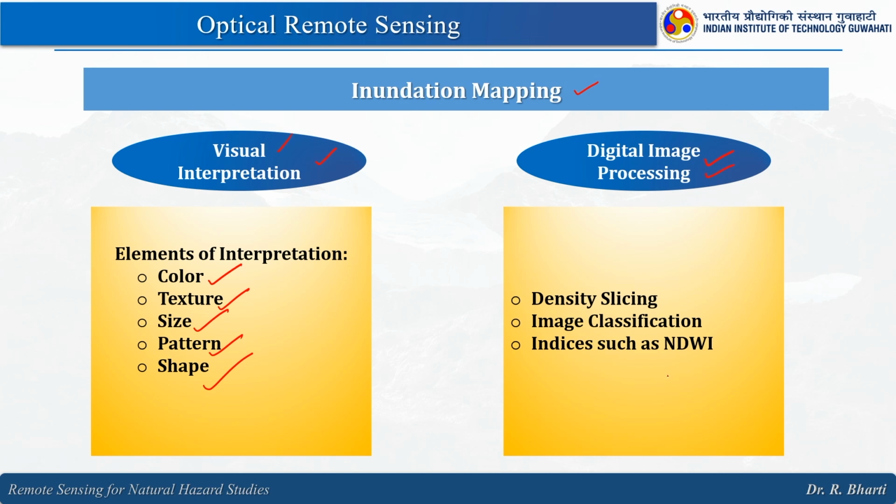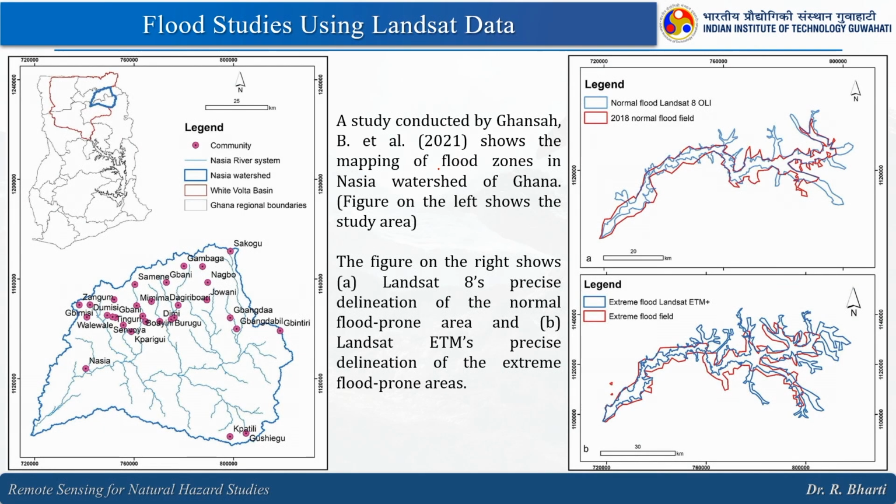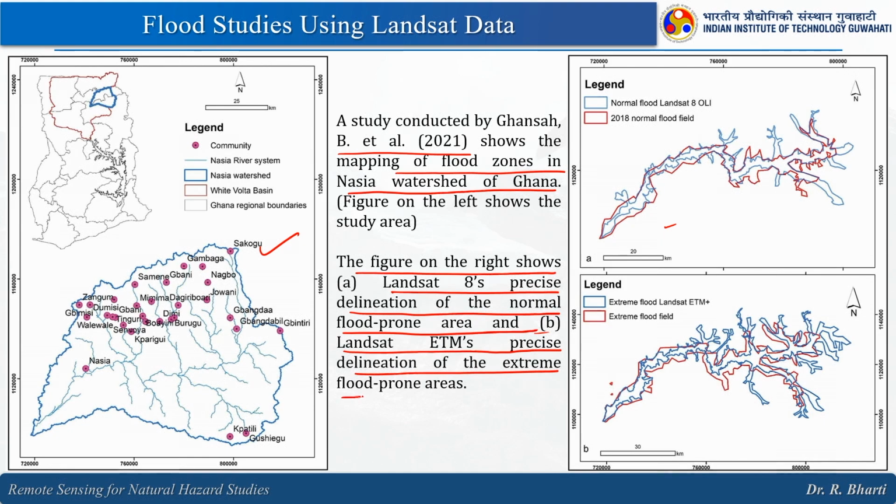When we talk about digital image processing, here density slicing, image classification and different indices like NDWI are used to identify the flood areas. This is one example from a particular paper. It shows the mapping of flood zones in the Nasia watershed of Ghana. The figure on the right shows the Landsat 8 precise delineation of the normal flood prone areas, and B is the Landsat ETM precise delineation of the extreme flood prone areas.